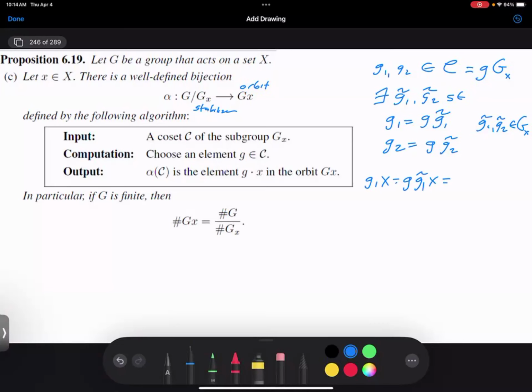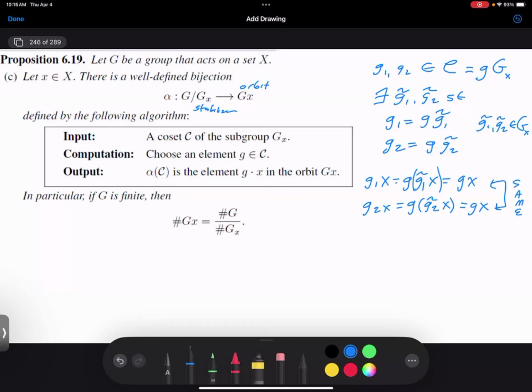So what is the stabilizer? The stabilizer is all the things that leave little x alone. And if I tell you G1 tilde is in the stabilizer, then when I apply it to x, what do I get? I get x. So this is just G times x. Similarly, if I look at G2x, that's the same as G2 tilde of x. What is G2 tilde of x going to be? Also x. So it's the same.